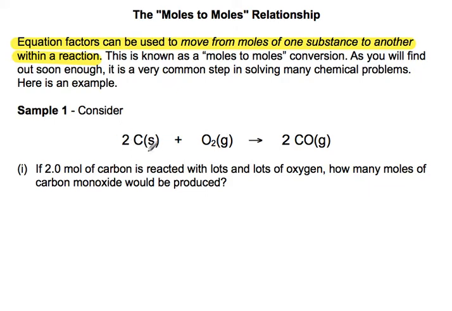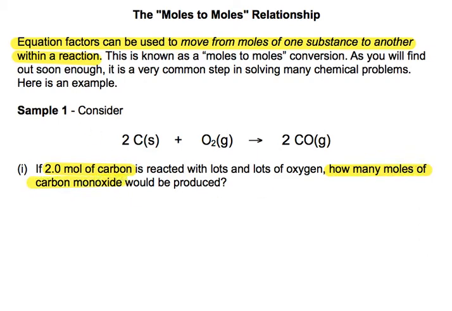So there's an equation. Again, the synthesis of carbon monoxide from carbon and oxygen. 2 moles of carbon solid plus 1 mole of oxygen gas yield 2 moles of CO, carbon monoxide gas. And you'll see it's balanced as written. So if 2 moles of carbon is reacted with lots of oxygen, we just know oxygen is not going to run out. So we have 2 moles of carbon. How many moles of carbon monoxide are produced?